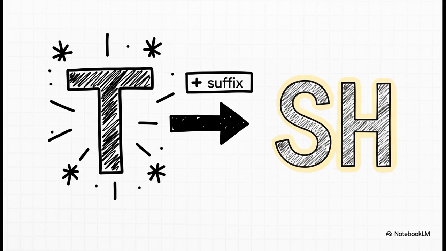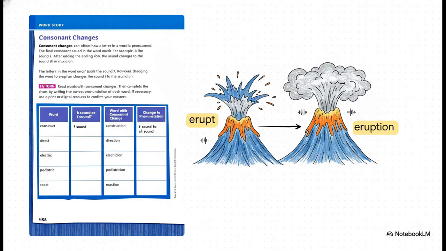Ready for the next one? The wild thing is, it's almost the exact same deal, but with a different letter. This time, we're taking a word that ends in a T sound, and it also transforms into that same sh sound. Okay, look at the word erupt. Erupt. You hear that crisp T on the end, right? But when we make it a noun by adding ion, it becomes eruption. Eruption. Just like that, the T is gone, and we have a sh in its place.